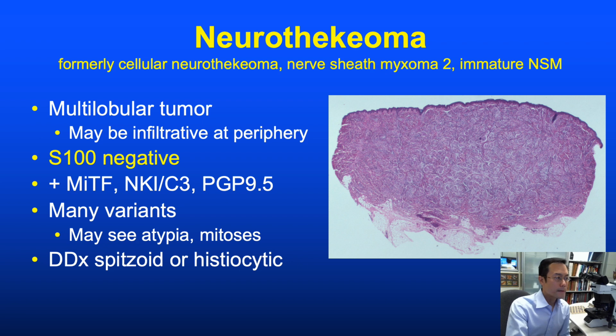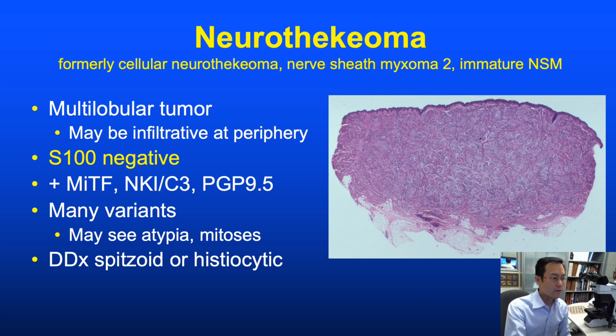myxoma. So neurofibromatosis, formerly known as cellular neurofibromatosis and a bunch of other names listed here, is also a multilobular tumor and previously was thought to be related or on a spectrum with nerve sheath myxoma. No longer the case. These are regarded as being histologically overlapping but biologically distinct tumors. So we have the multilobular pattern with the little nests or the pheques, but neurofibromatosis is S100 negative by definition.